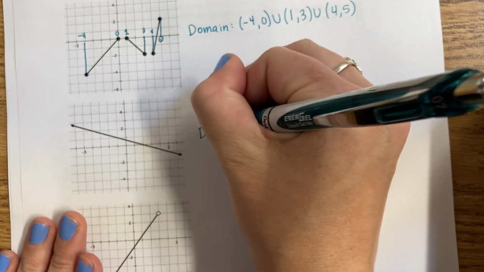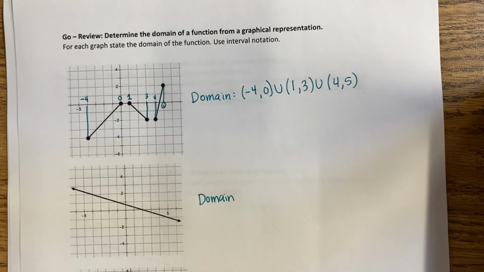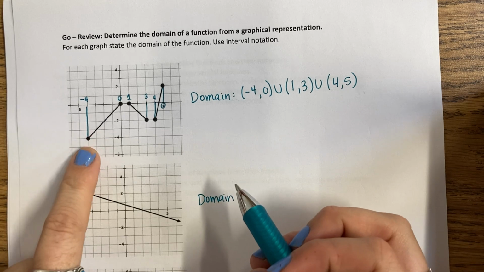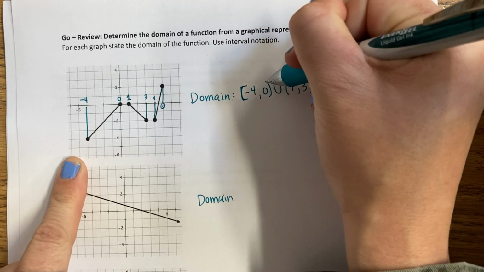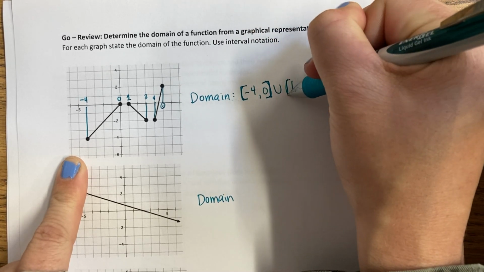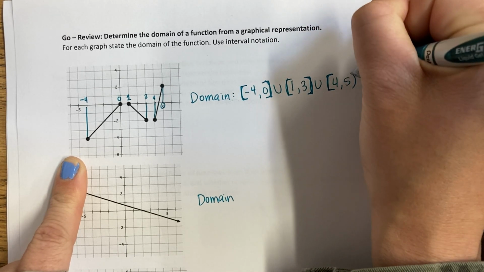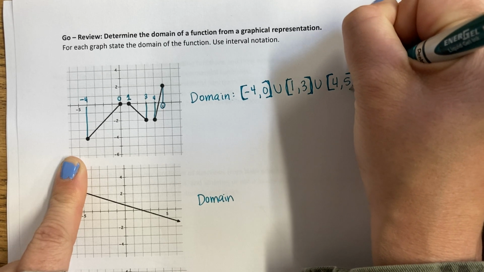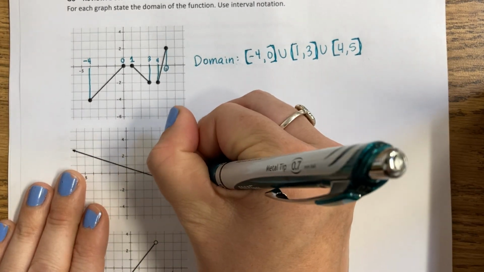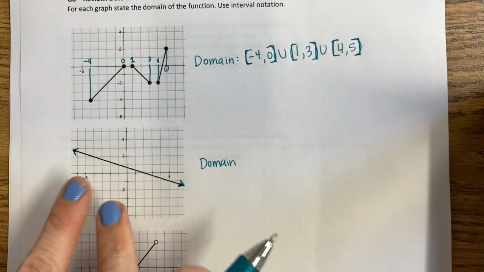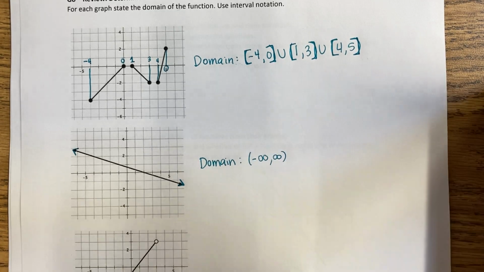For this domain, oops, I did something weird. Because there are closed dots, I need to fix these. Closed dots are included, so we're going to use the brackets rather than the parentheses. For the domain on this one, the arrows means it will continue on in both directions, which would mean -infinity to +infinity.